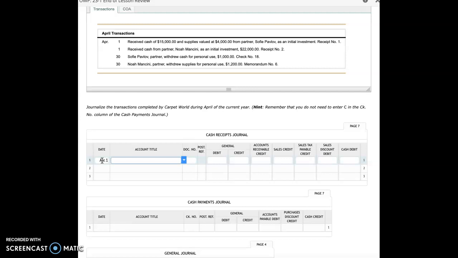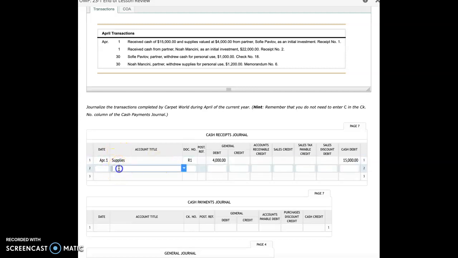Our account title will be supplies. Our document number will be R1, and it will be a debit of the $4,000. And then we will come over, and the cash that we got, so in cash debit is $15,000.